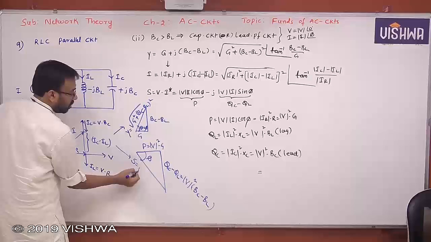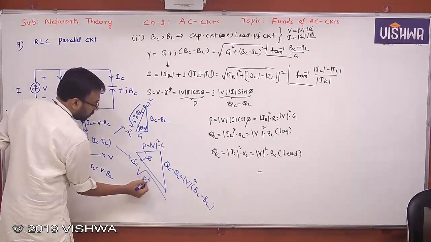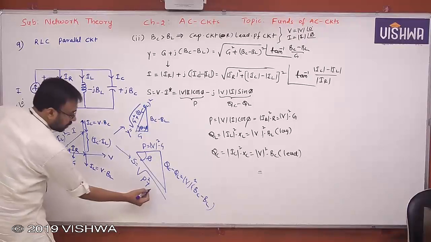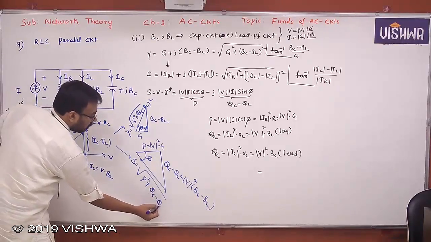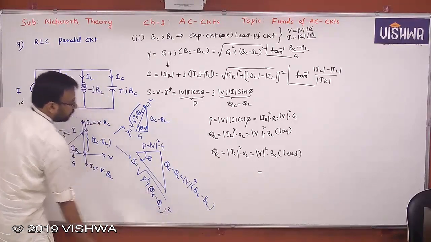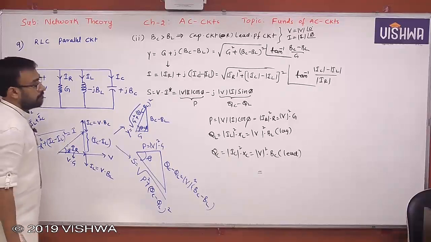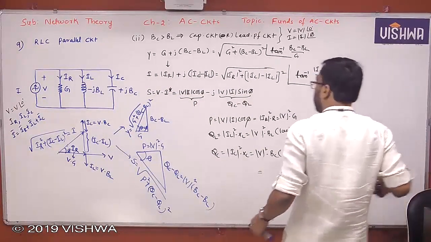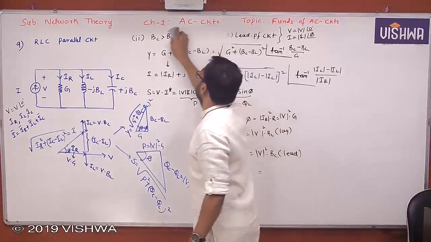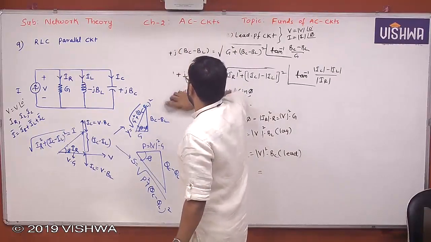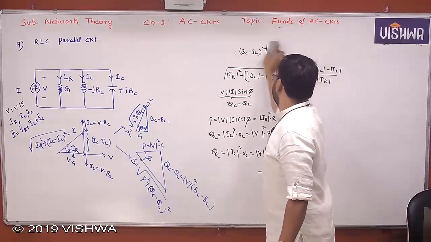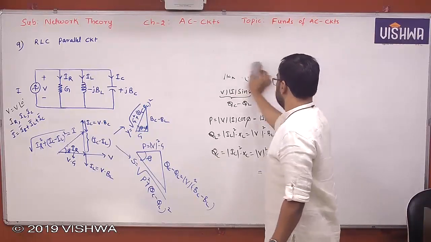So S is equal to root of P square plus (QC minus QL) whole square. Write down, all of you, write down. Clear? So like this, we can draw the phasor diagrams. So I hope you have finished this part. Let me remove it.